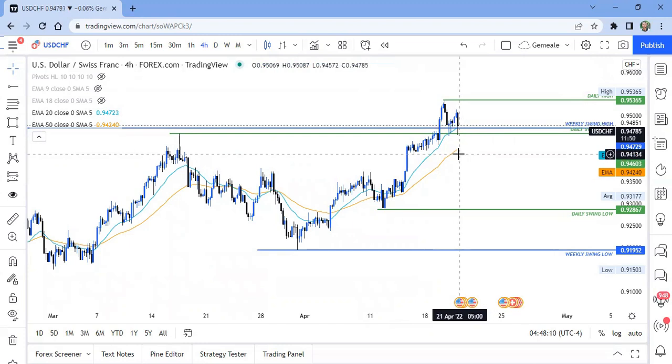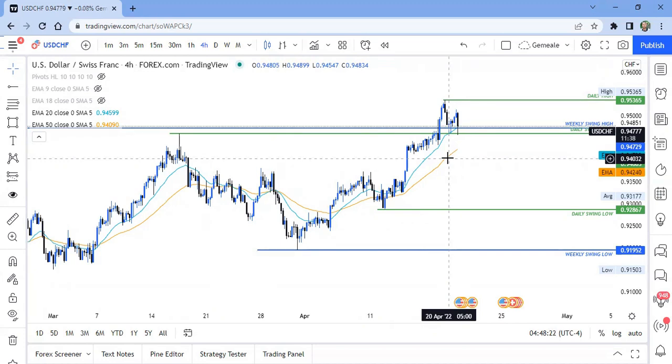But that doesn't mean we have to be buying right now. Okay, we have to let the market show us its hand, show us what it's going to do. Is it going to move lower to seek some type of liquidity before taking people out, hitting their stop losses and then moving higher? Or are we just going to move higher from this key level of weekly swing high or daily swing high? So we don't know that yet. Okay, we're still on the 4-hour time frame. So let's remove our EMAs.